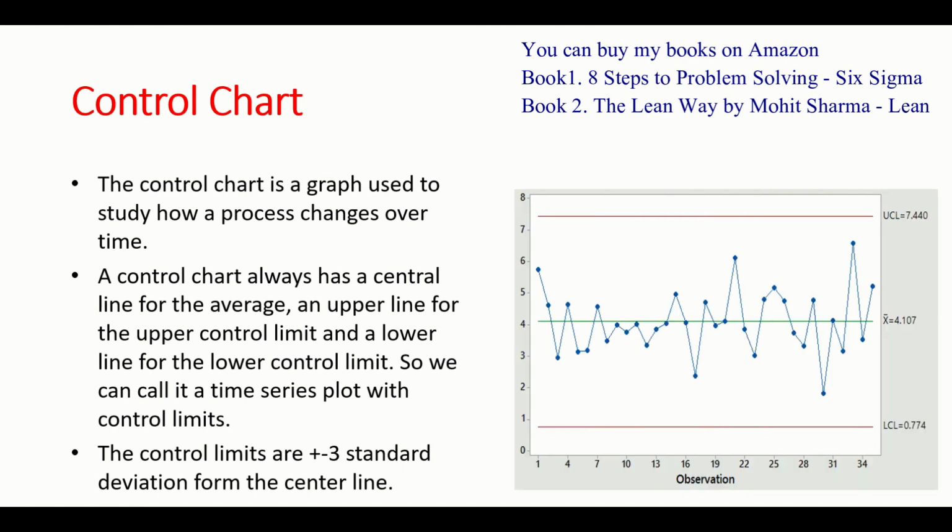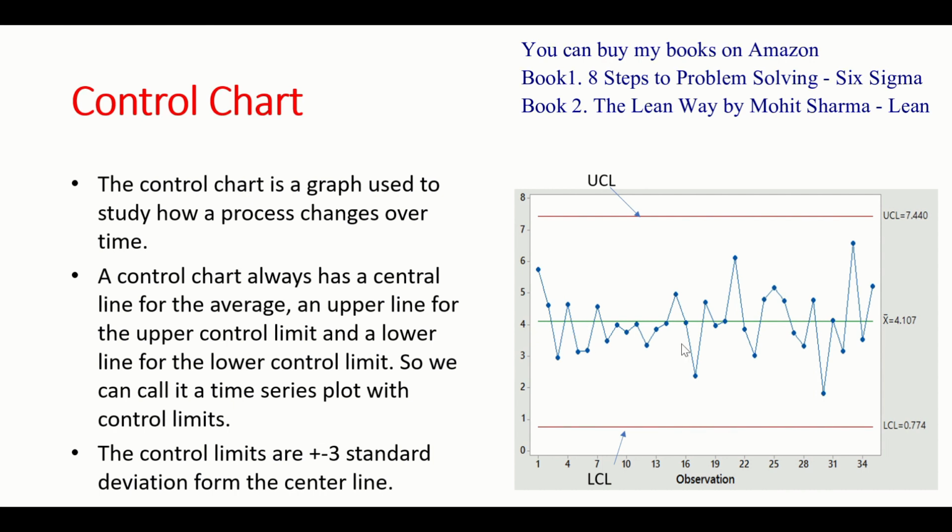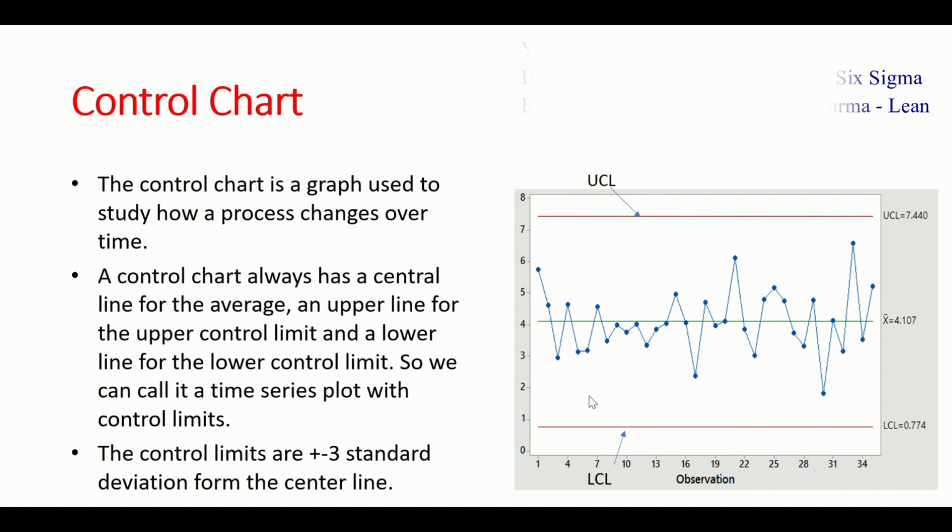And this is how a control chart looks like. So this is the upper control limit. This line is the lower control limit. And this line, which is the green line in the center, represents the mean, average. So these two lines, upper control limit and lower control limit, are plus minus 3 standard deviations from this center line, which is the average of this particular data.